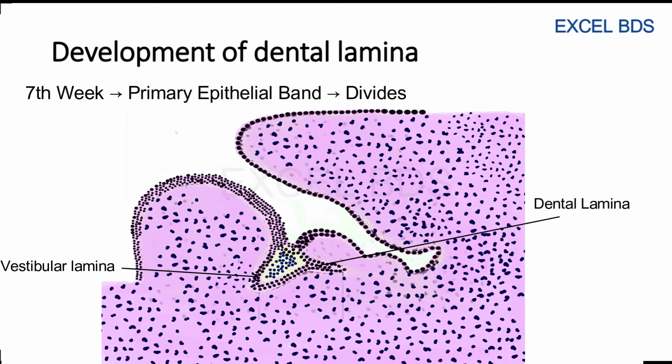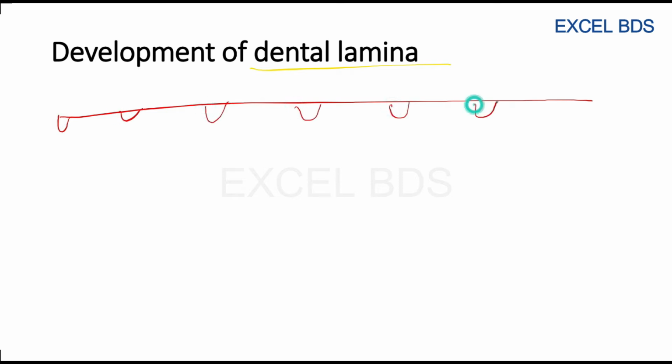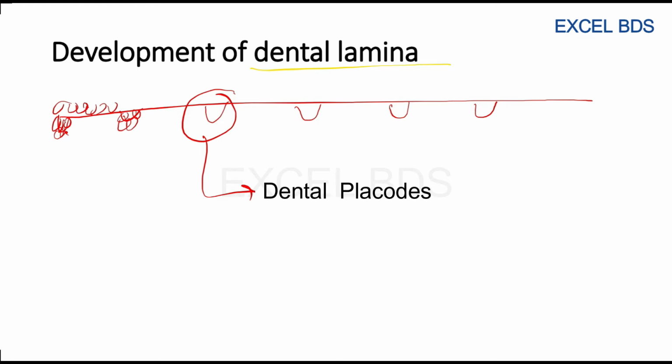So let's start with the dental lamina. This dental lamina, it will go on proliferating everywhere, but in some places it will proliferate more. The cells are going on proliferating everywhere, but in some places like this, it will proliferate more. The places where it proliferates more, these things are known as dental placodes. Okay, these things are the dental placodes. These areas represent the future teeth. This is where the future teeth will be formed. This is the starting point of the teeth to form, right?